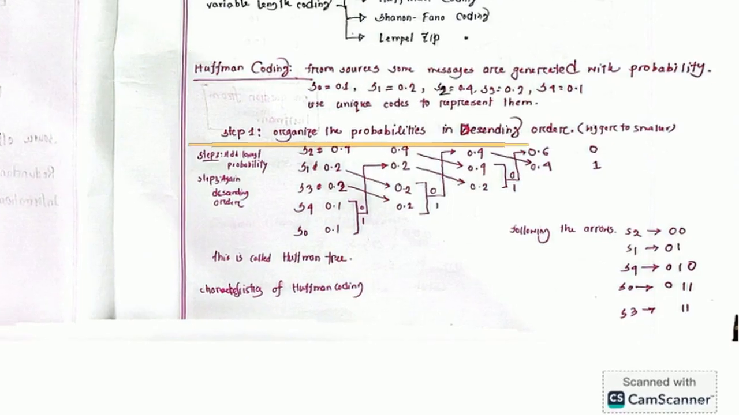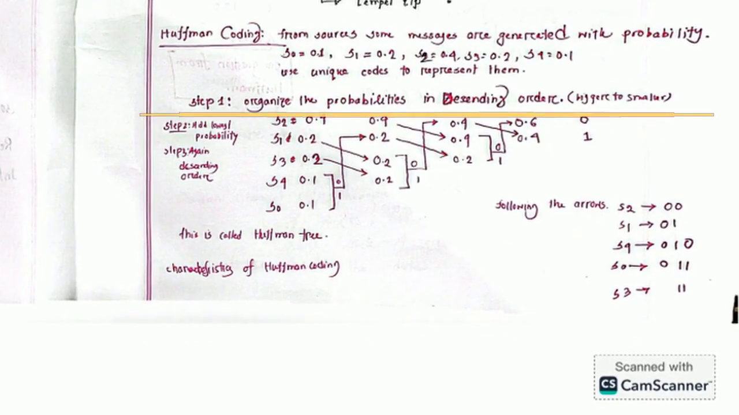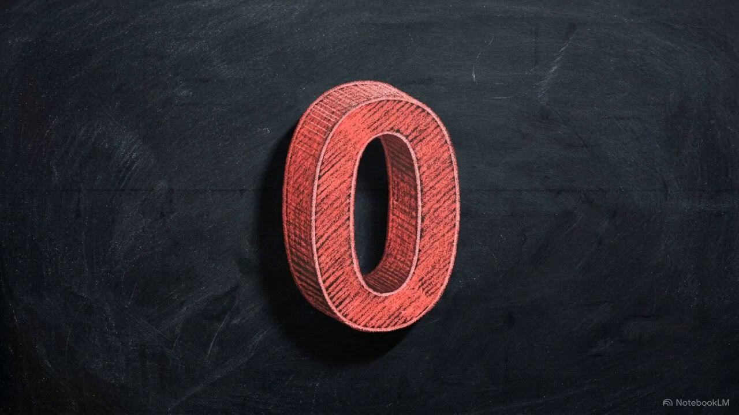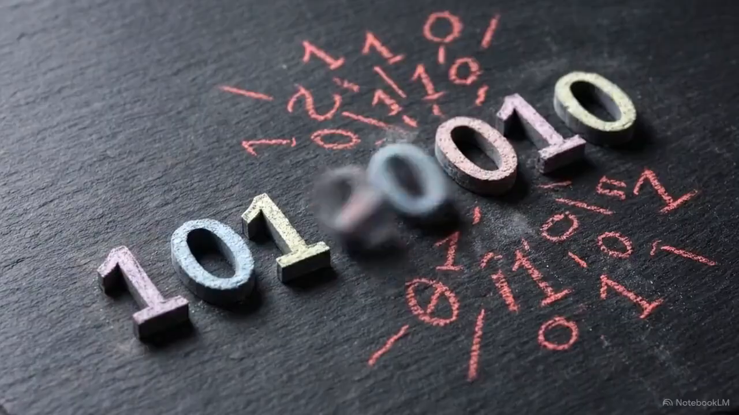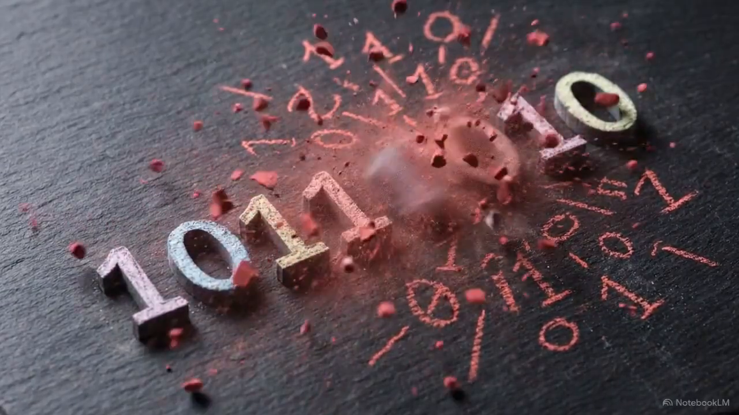By organizing messages in descending order of probability, the system assigns the shortest binary codes to the most frequent symbols. But a perfectly compressed zero-redundancy bitstream is highly vulnerable. Without any extra context, a single bit flipped by static in the physical channel will corrupt the entire message. To solve this, we apply channel coding.